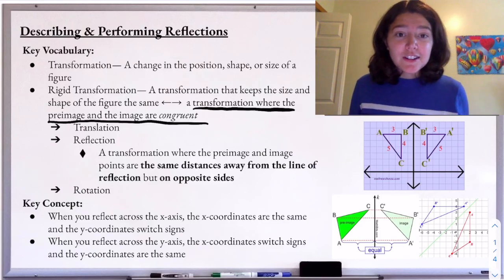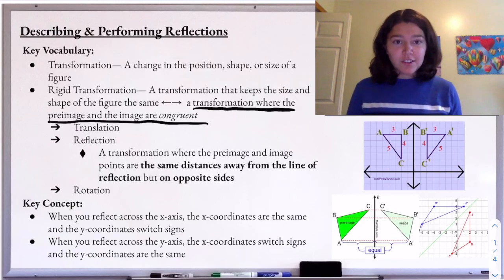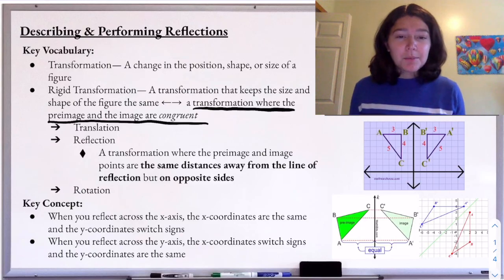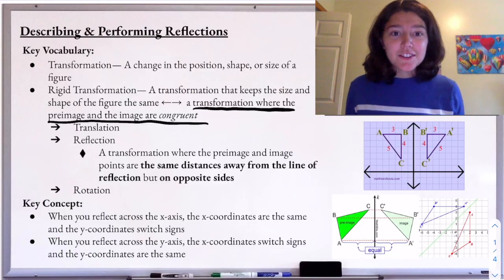So we've already looked at translations, which is when we slide a shape. But today we're going to be looking at reflections, which we've already heard and thought about as a mirror or a flip. Those are less technical words to think about a reflection. But today we're going to dive into the details.